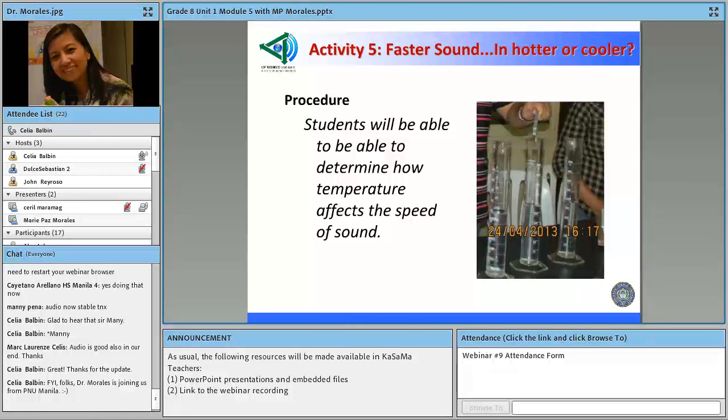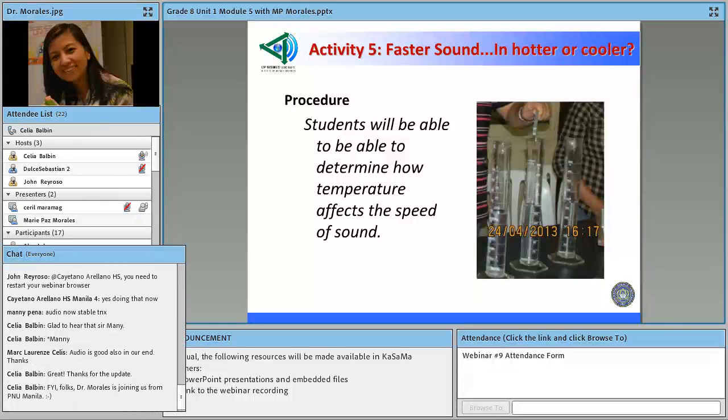Then test whether the level of water is already giving us a loud sound when we place the tuning fork on top of it. If it's already the case, then we can have the same level for the hot and for the cold. For the hot, as much as possible, we have a 70 degrees Celsius temperature hot water. And for the cold, about 20 to 25 degrees. Or much better if it's lower than the 20 degree.